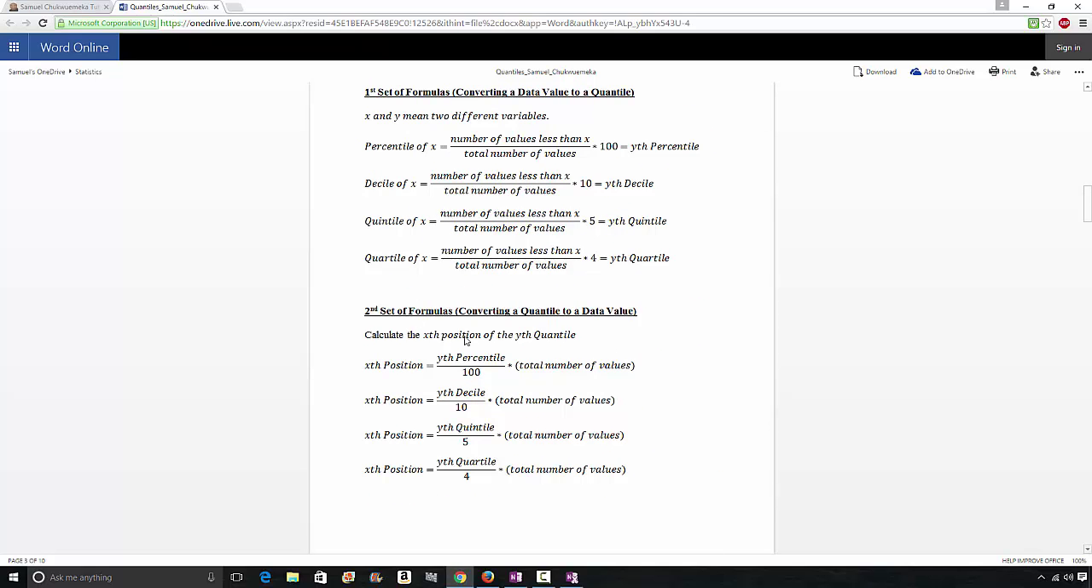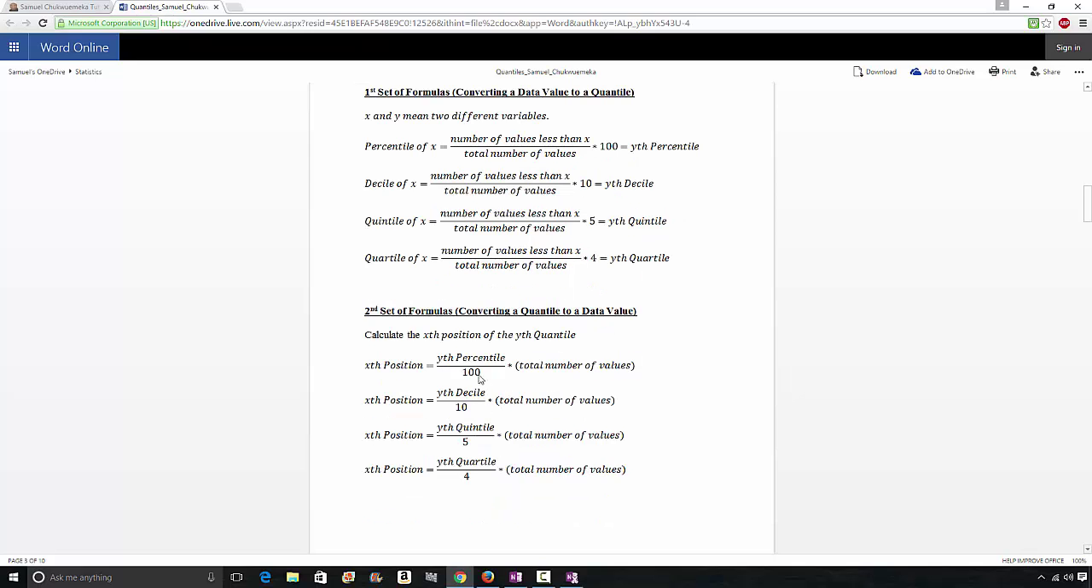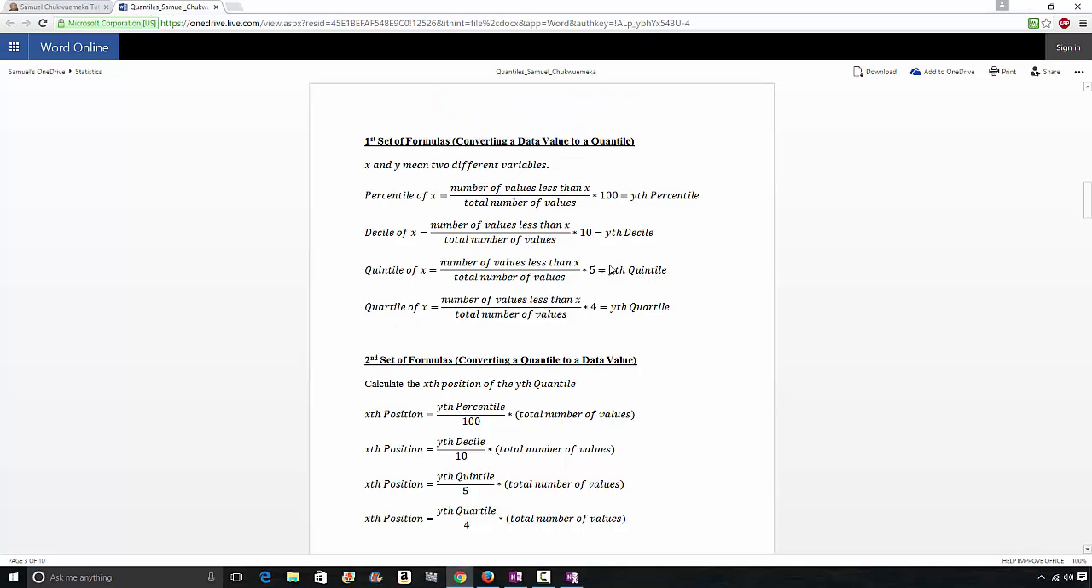Then the second set of formulas is converting a quantile to a data value. In this case, you want to find the location, or the position, of whatever quantile you want to convert. How do you find the location? For the percentile, you divide by 100. For the decile, you divide by 10, times the total number of values.